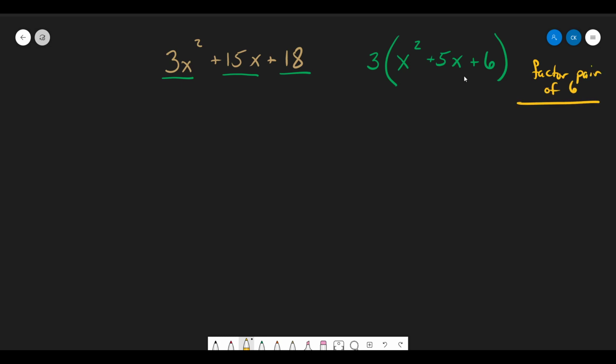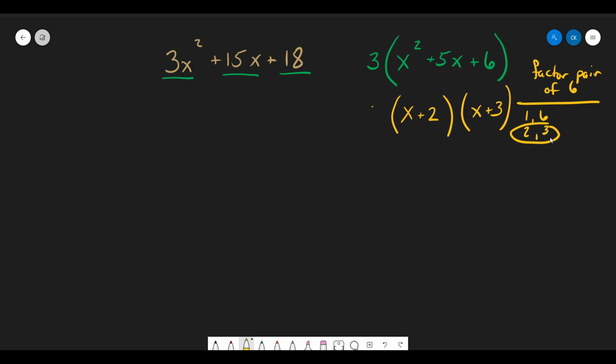And the factor pairs of 6 are going to be 1 and 6, 2 and 3. Which ones add up to be 5? That's going to be 2 and 3. So because this is a trinomial with a coefficient of 1, I can do this the easy way. Just put the two parentheses, and it'll be x plus 2 because of the positive 2 here, and then the x plus 3 because of the positive 3 here.